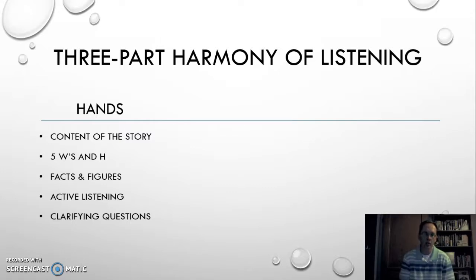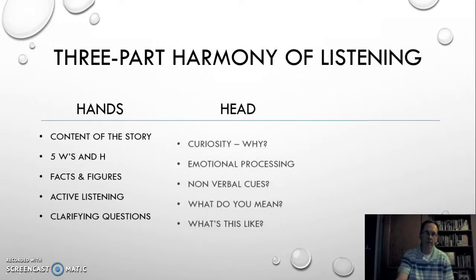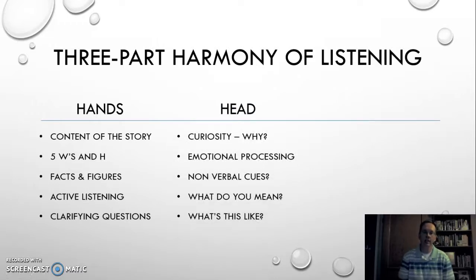You want to practice the good mechanics of listening by actively listening, paraphrasing, and asking clarifying questions. Listening with your head. That's your curiosity. That's inside your mind as you're listening to this story unfold and you're getting a hold of the content and the facts of the story.